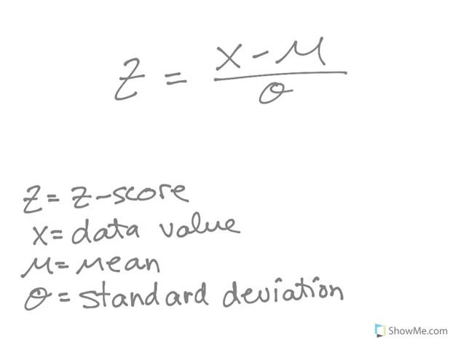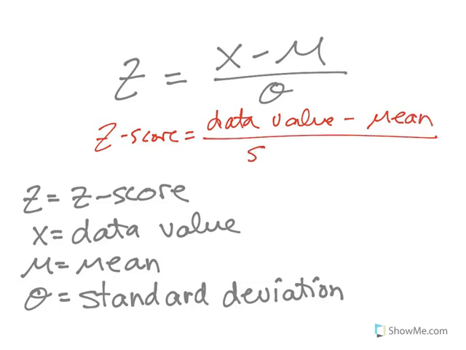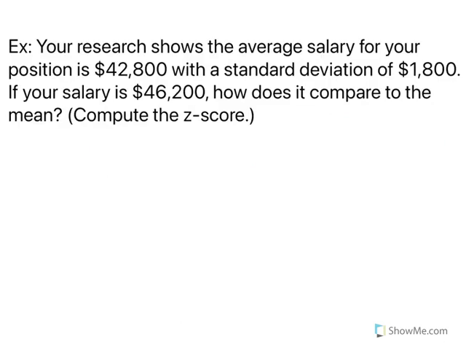Okay, so the formula is z equals x minus mu over sigma. And I'm kind of a word person, so I like to say the z-score equals the data value minus the mean over the standard deviation. When I'm writing this out, z equals x minus mu over sigma, I always say the words because that helps me remember.